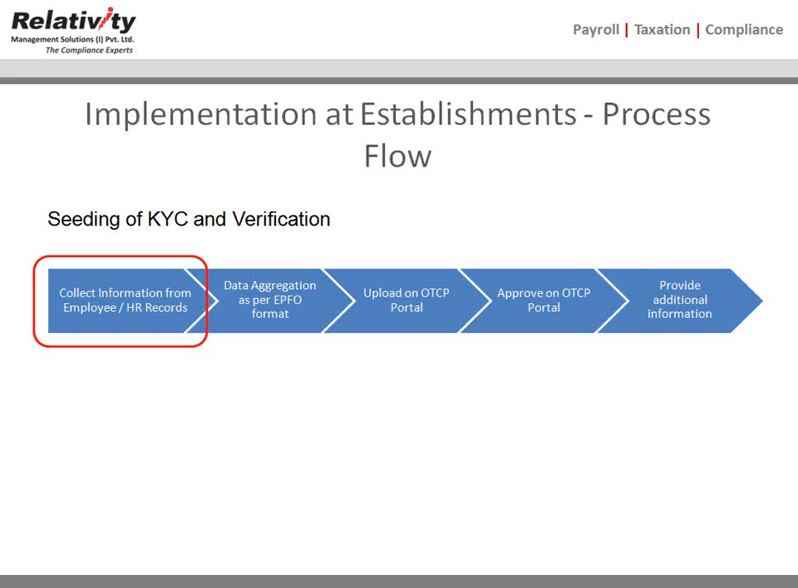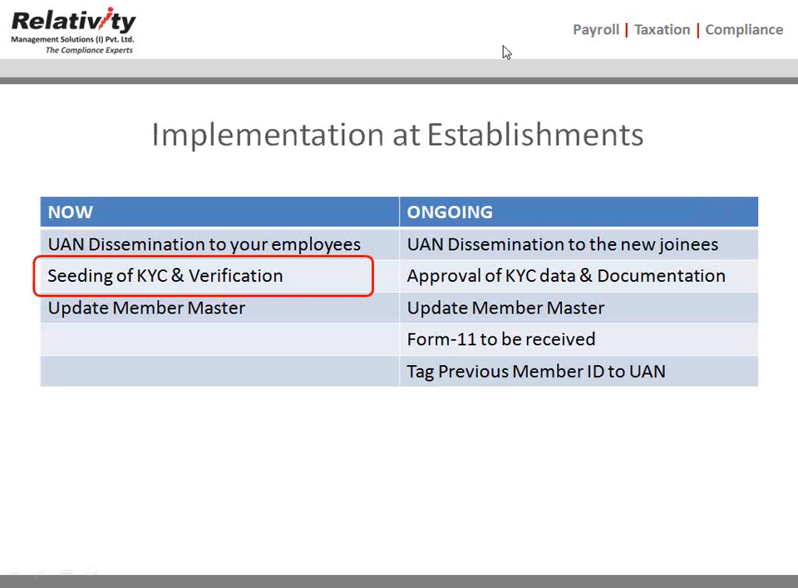Changed? No? Okay, here. So this would involve 5 different steps. Step 1 is collect information from the employee or your HR records, because most of you would maintain an employee master. You can get this data, most of this data, from the employee master itself. The second step would be data aggregation as per the EPFO format.